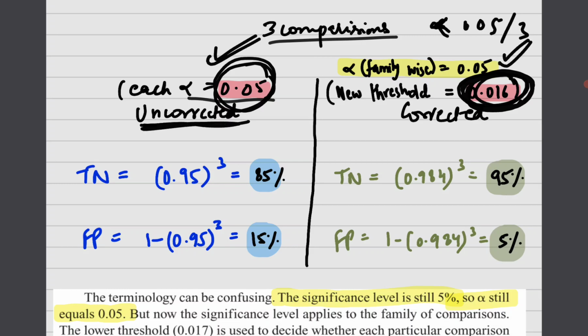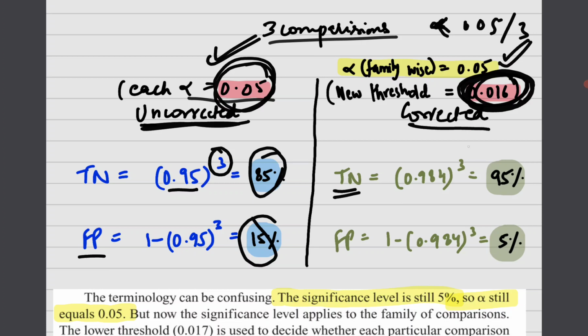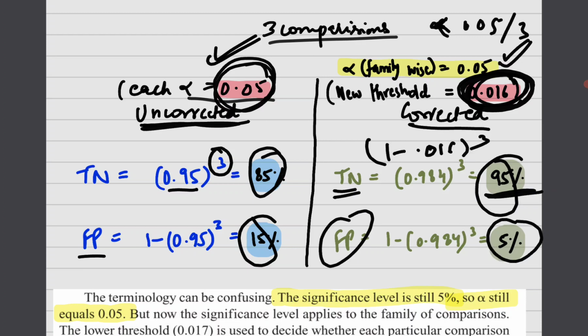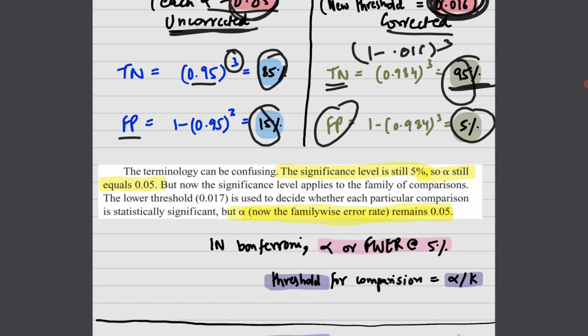First we will calculate for the uncorrected case. In the uncorrected case, the true negative will be 0.95 to the power 3, which will be 85%, and FWER will be 15%. After correction, the true negative rate will be (1 minus 0.016) to the power 3, which comes out to be about 95%, and FWER will come out to be 5%. So you can do this exercise to see that after doing Bonferroni correction, the family wise error rate is maintained at about 5%.